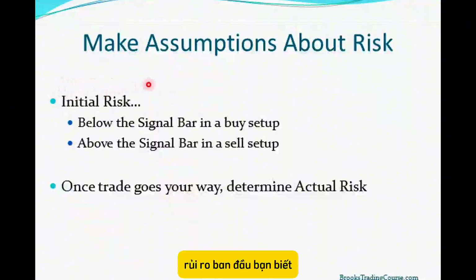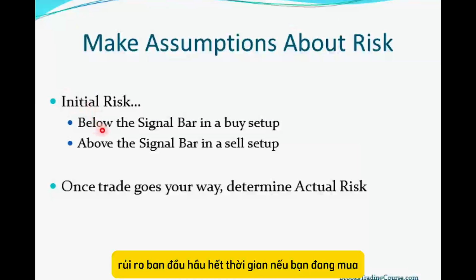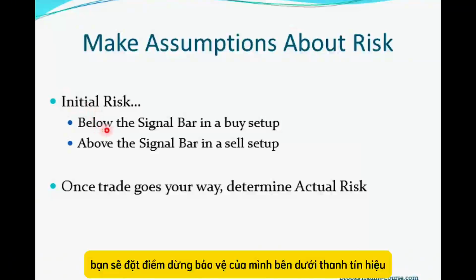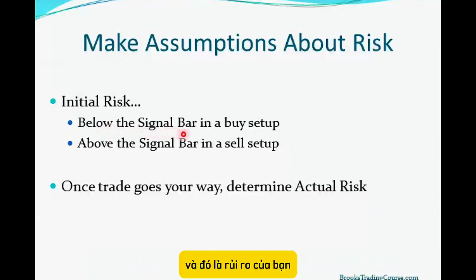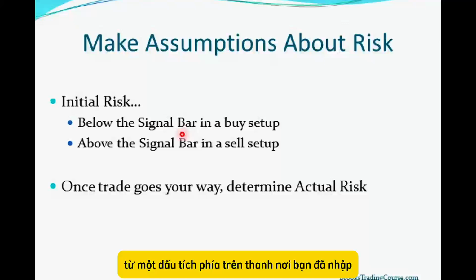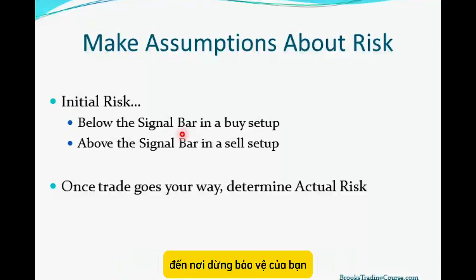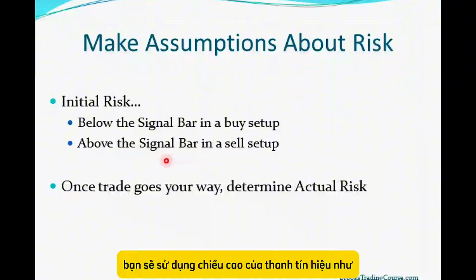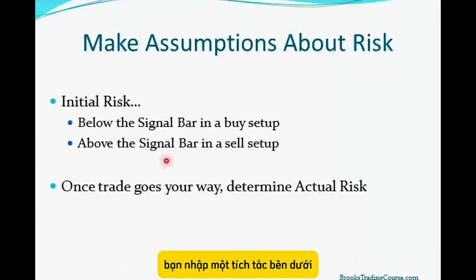You make assumptions about the initial risk as well. Most of the time, if you're buying, you'll place your protective stop below the signal bar, and that is your risk, from one tick above the bar where you entered to one tick below the bar where your protective stop is. If you're shorting, most of the time you'll use the high of the signal bar as your protective stop, so your initial risk is 2 ticks greater than the height of the signal bar. Your stop is 1 tick above, you enter 1 tick below.